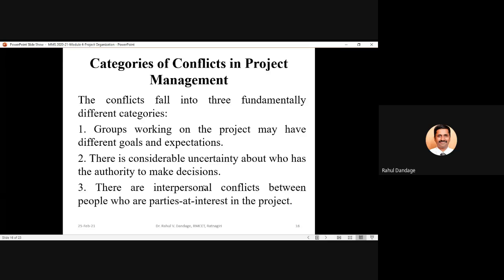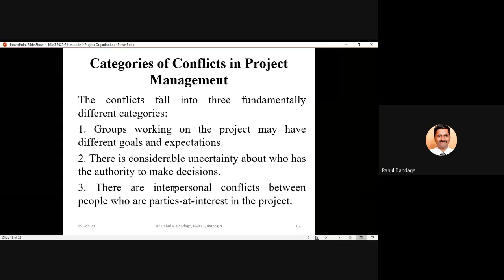Groups working on the project may have different goals and expectations. Because of that, conflicts arise. There is also reasonable uncertainty about who has the authority to make decisions. That is another source of conflicts. If there is uncertainty about who has the authority to take decisions, that gives rise to conflicts in management. There are also interpersonal conflicts between people who are parties at interest in the project.